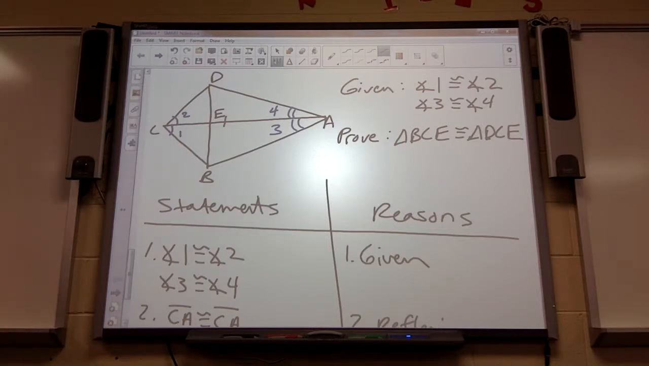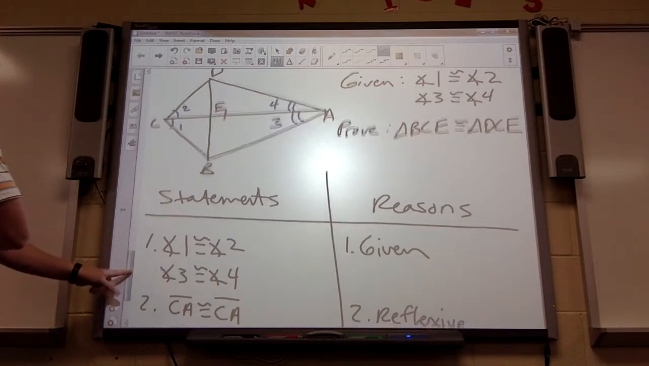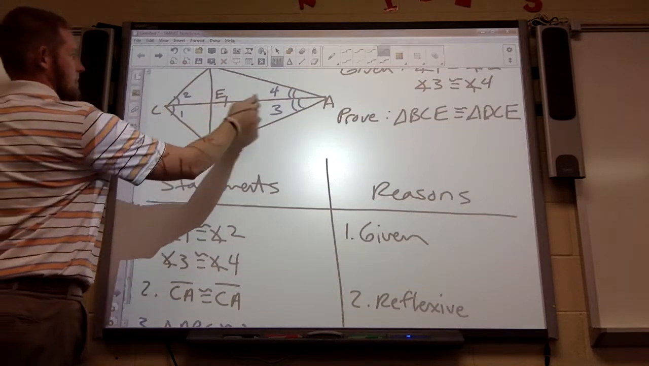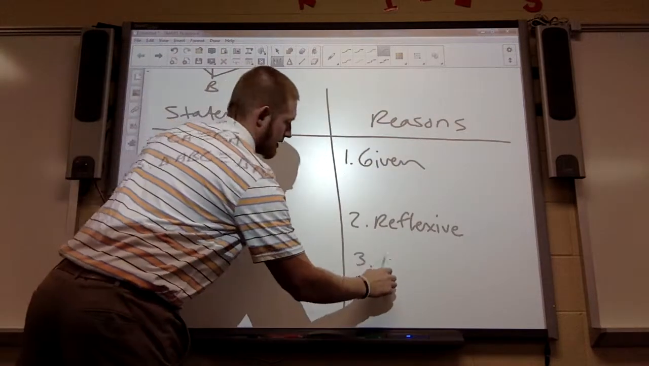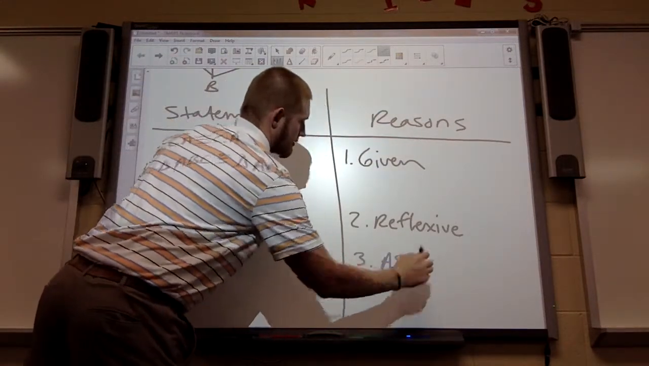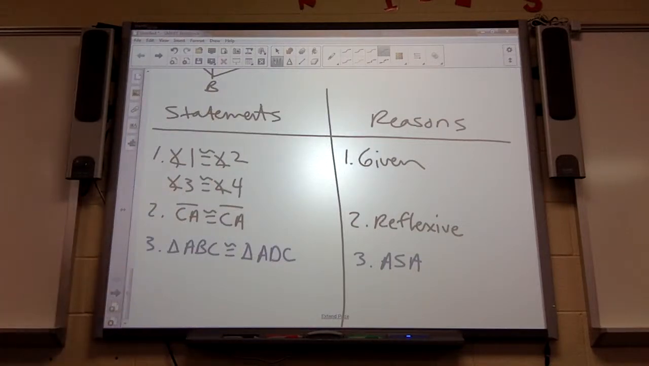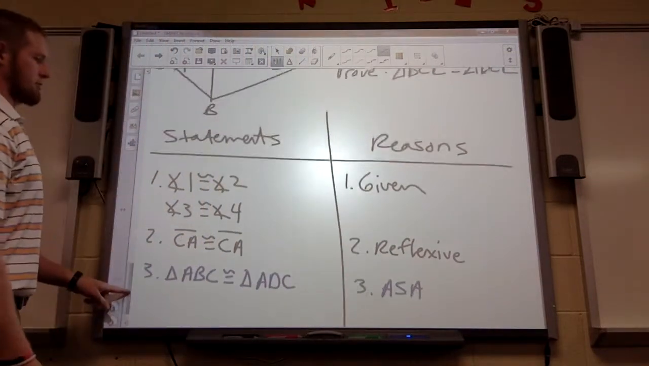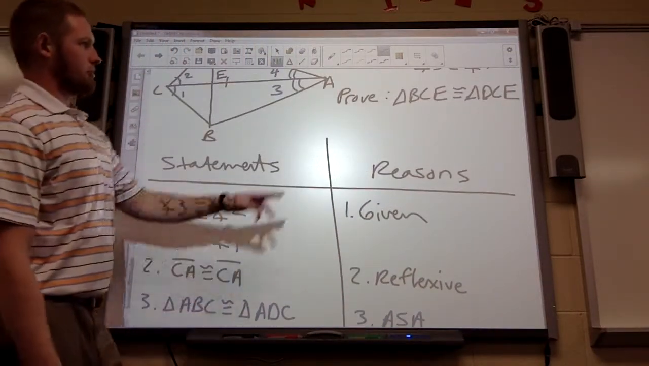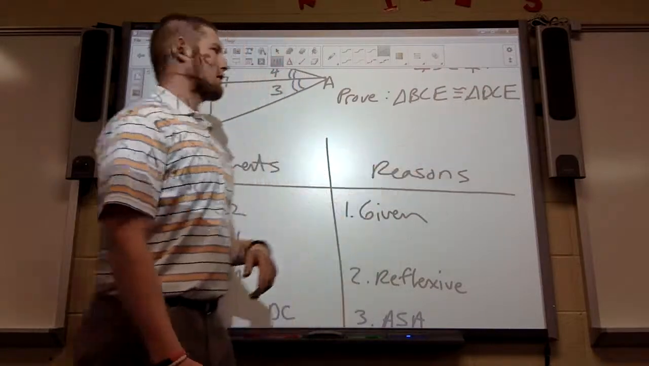Why are those two large triangles congruent to each other? We should have come up with angle, side, angle. And we should have angle, side, angle congruency here to prove our large triangles. Alright, so what? That has nothing to do with what they wanted to prove though. We wanted to prove BCE is congruent to DCE.